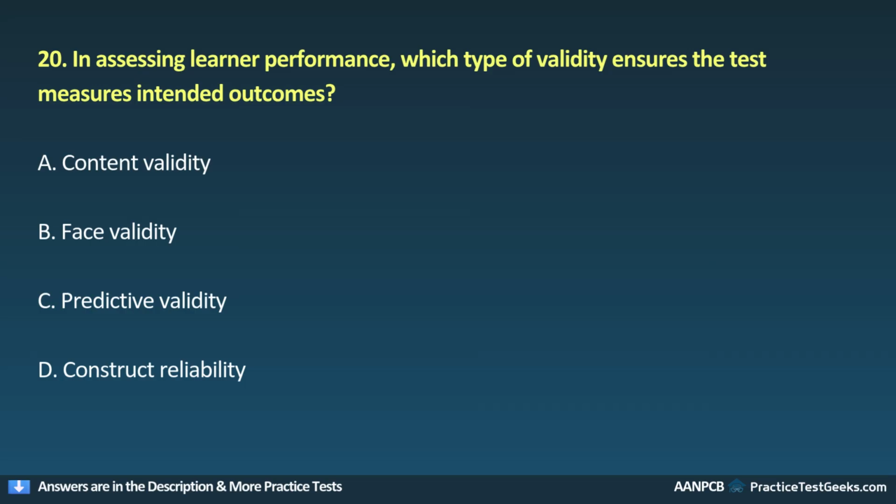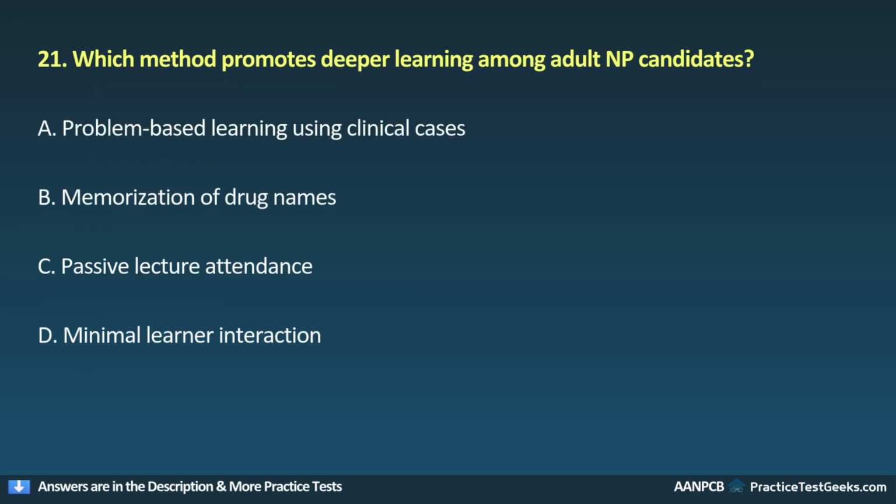A. Content validity. B. Face validity. C. Predictive validity. D. Construct reliability. 21. Which method promotes deeper learning among adult NP candidates? A. Problem-based learning using clinical cases. B. Memorization of drug names. C. Passive lecture attendance. D.